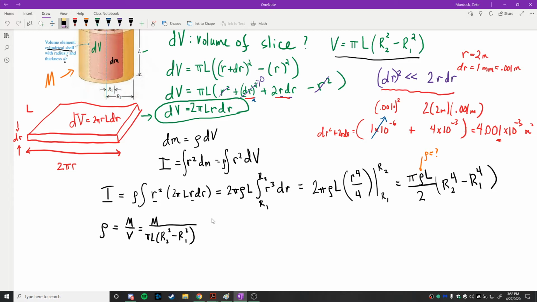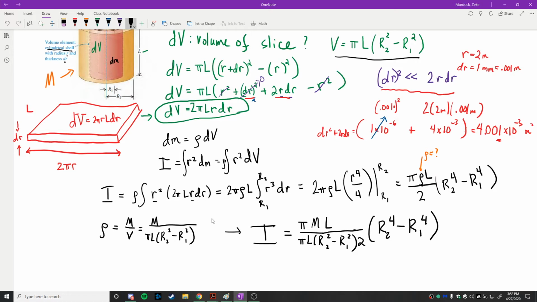So then when I plug that into this equation, I'm going to get I equals pi. And now I put m over v in here, right? So I put m divided by pi L times r2 squared minus r1 squared, times L over 2. So there's an L here, and I'll just put the 2 down here. So I basically just plugged in for rho, and that's multiplied by r2 to the 4th minus r1 to the 4th. I hope this is clear what I've done here. I basically took the definition for rho, and we just plugged it in right there.